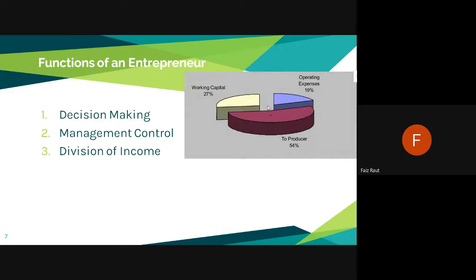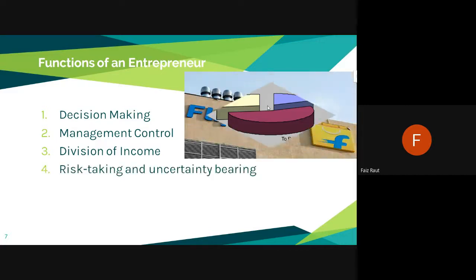Then the division of income: how the income will be divided properly, how much will go to development, how much will be given to human resources, how much will be put back again into the business. Okay, how much profit will be put back into the business to expand it or to grow it. Then risk taking and uncertainty bearing.